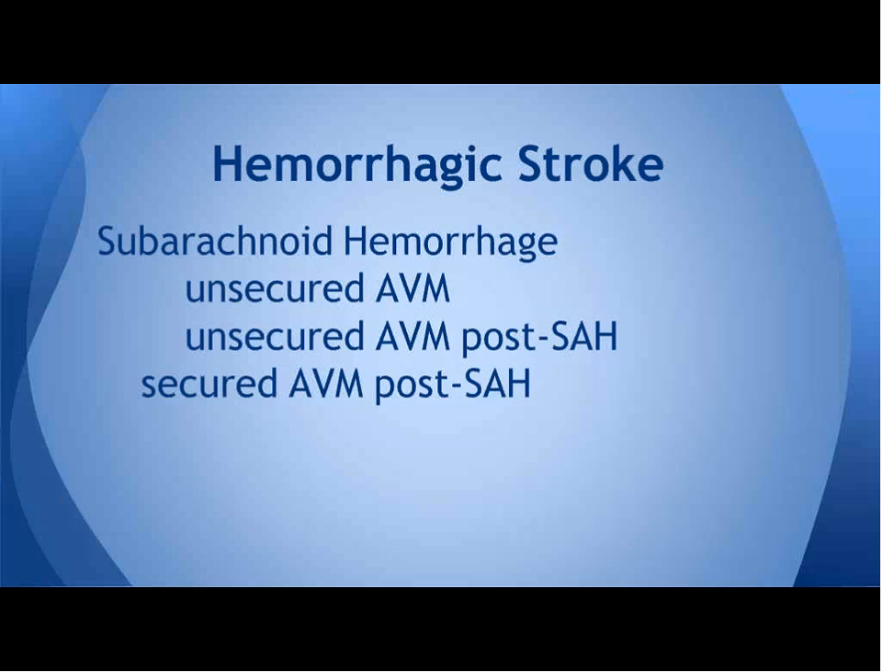So hemorrhagic stroke, subarachnoid hemorrhage. This is where we have probably the biggest controversy with regard to hemodynamic management. Subarachnoid hemorrhage depends on the patient presentation. If it's an unsecured AVM, or a patient who was incidentally found to have an AVM of significant size, management is one way. An unsecured AVM post-subarachnoid hemorrhage has a different management, and then a secured AVM post-subarachnoid hemorrhage, again, has very different management strategies.